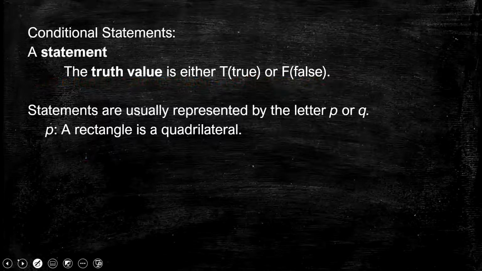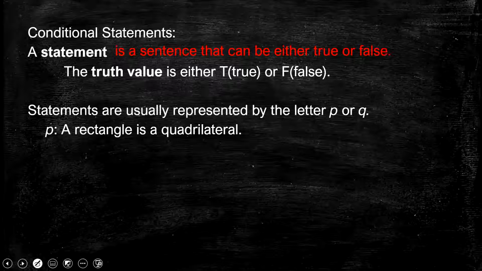Next, we're looking at conditional statements. So a statement is a sentence that can be either true or false. The true or false part of it is what they call the truth value. Again, it's either true or false. Statements are usually represented by a P or a Q. So here's our example. A rectangle is a quadrilateral. That's a true statement. Rectangles are quadrilaterals. If we had a rectangle is a triangle, again, it's a statement because it's a sentence, but that's a false statement. So it doesn't have to be necessarily true or false. It's either true or false. They don't always have to be true.